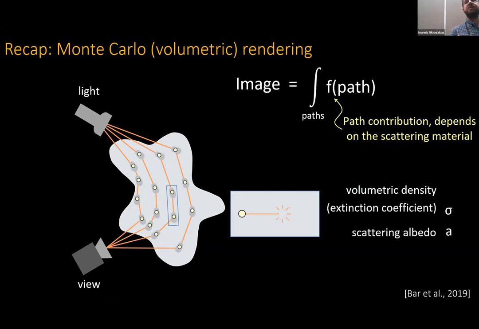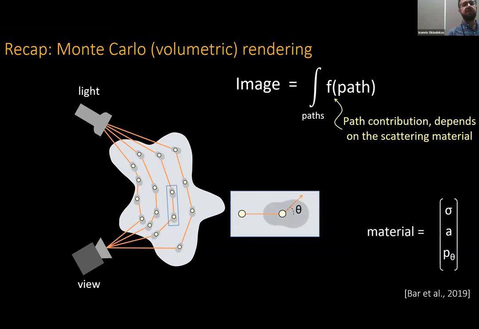I will have an albedo parameter that will determine whether my light will absorb or scatter, right? Whether it disappears or continues tracing. And I will have a property called the phase function, similar to the BRDF, that will determine in what direction the light will continue traveling after a scattering event, okay? So all of this together determines my scattering material, which in turn determines the contribution of any light path traced through a scattering material.